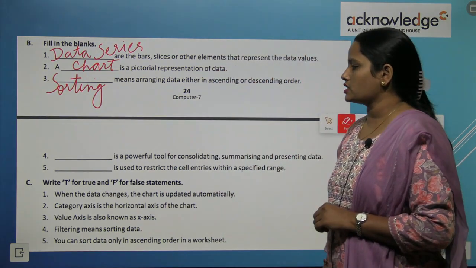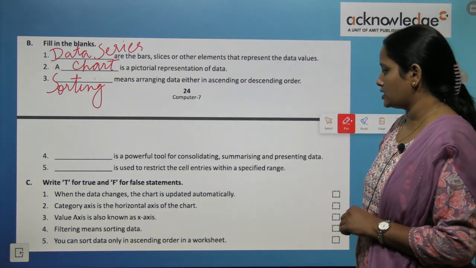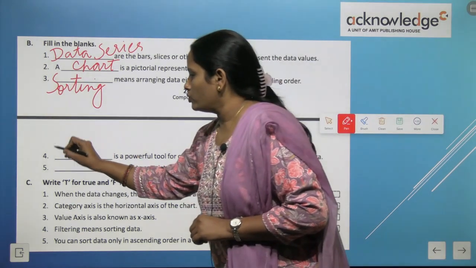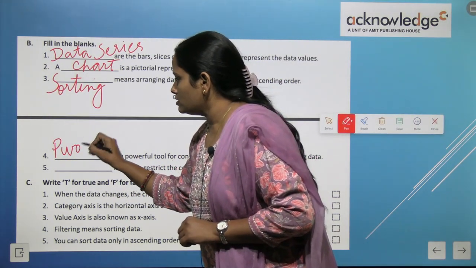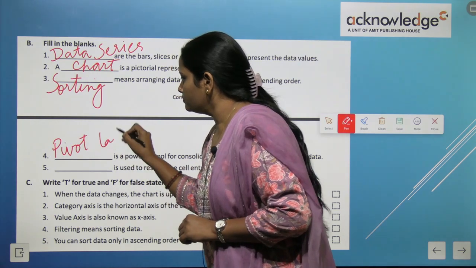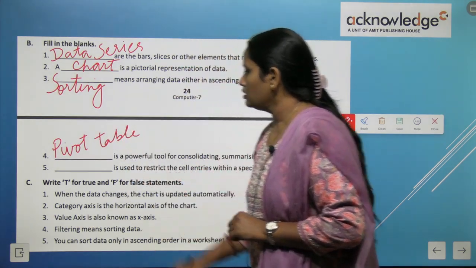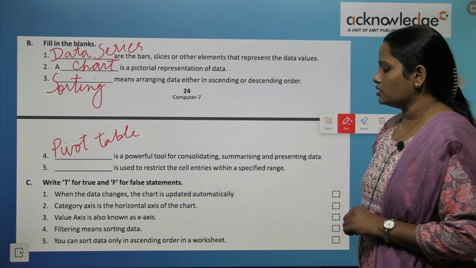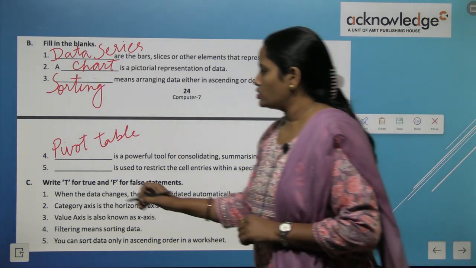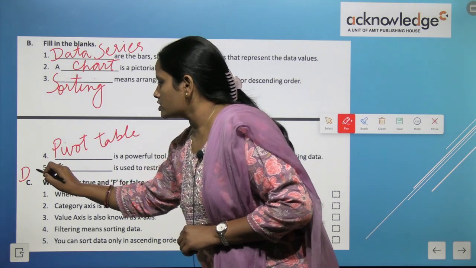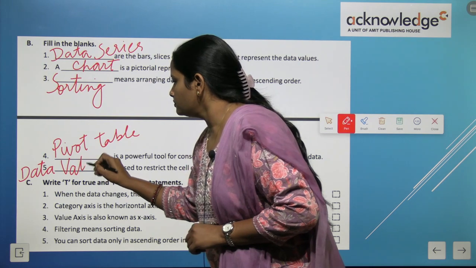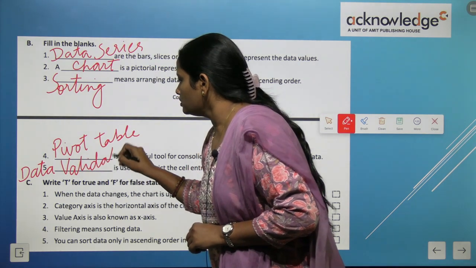Fourth one, dash is a powerful tool for consolidating, summarizing and presenting data. So for doing this we use the pivot table. Dash is used to restrict the cell entries within a specific range. So data validation is used here. Data validation.